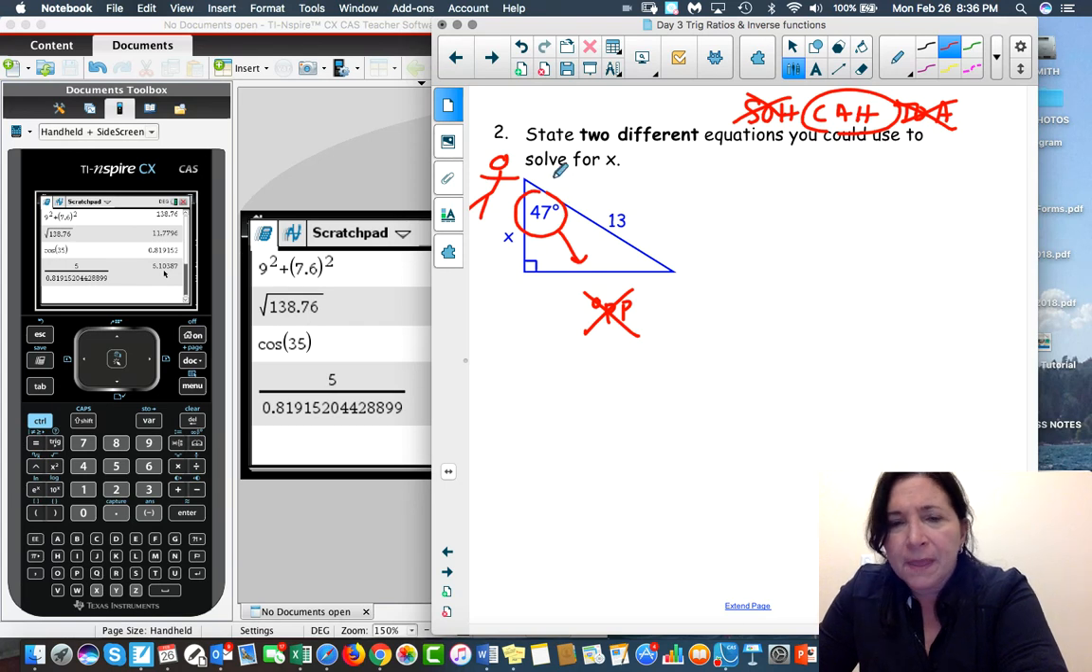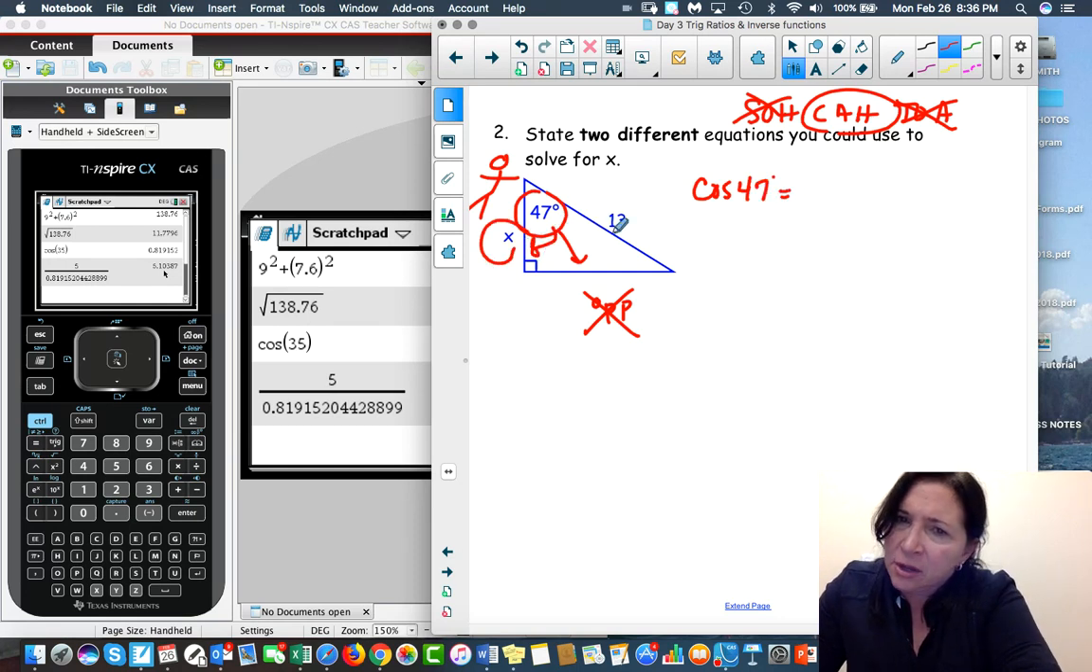So here we go. Cosine of 47 degrees is equal to the adjacent side, x, over the hypotenuse. So x over the hypotenuse, which is 13.